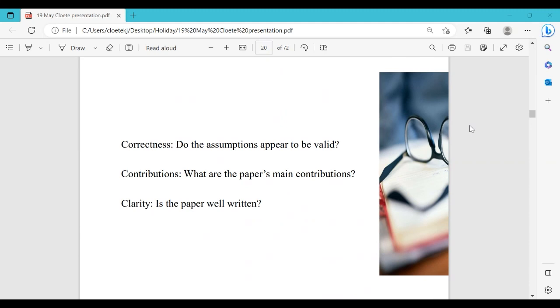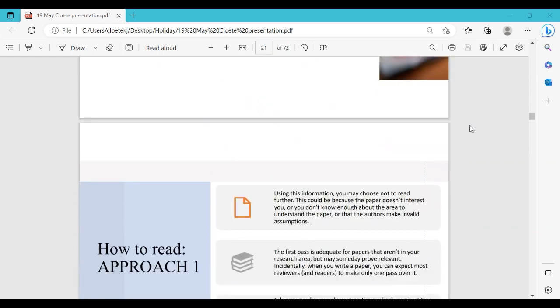Right? Also, you need to think about correctness. Do the assumptions in this paper appear to be valid, or could they have been doing more methodological techniques or more data analysis to really achieve their aims? Is this sufficient? What is the paper's main contributions? To what field is it contributing? Is it well written?